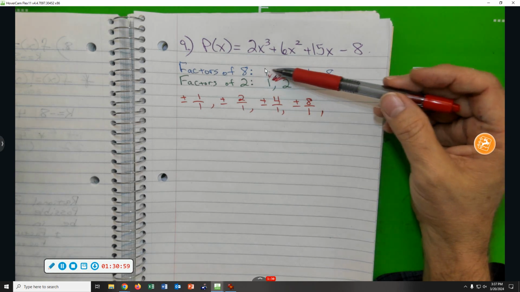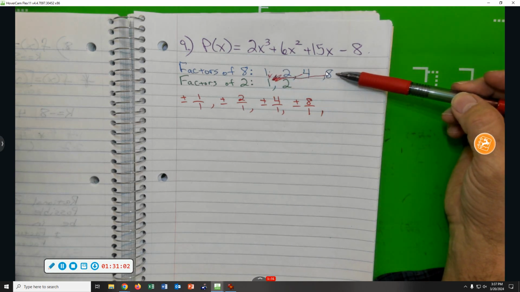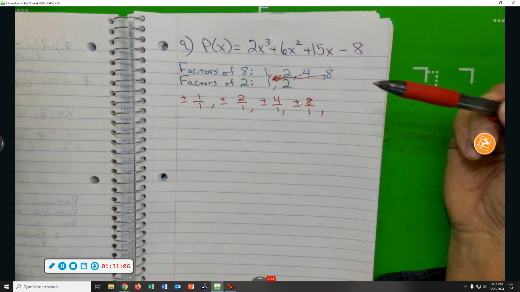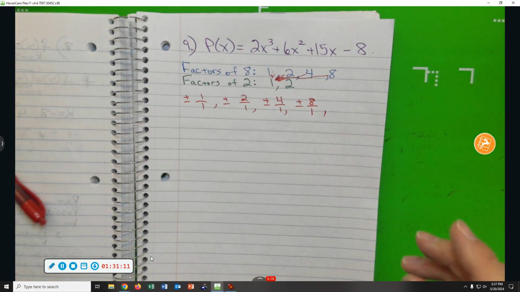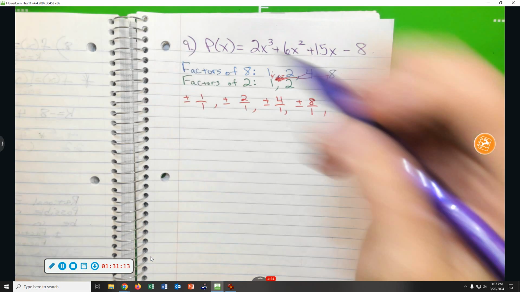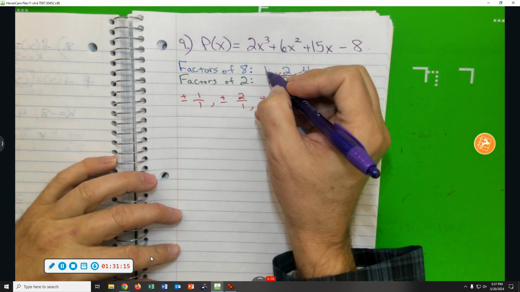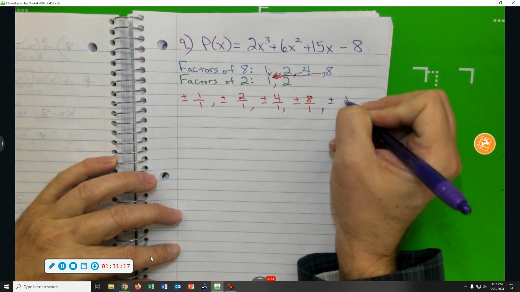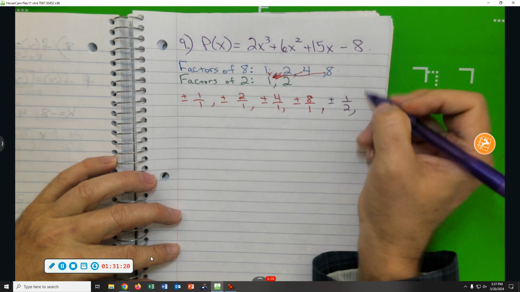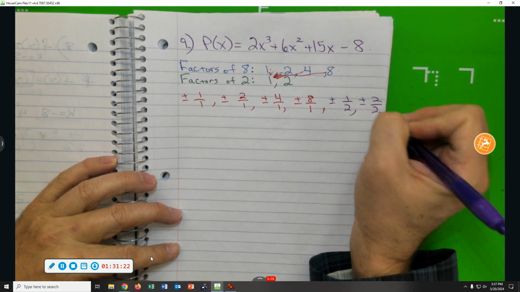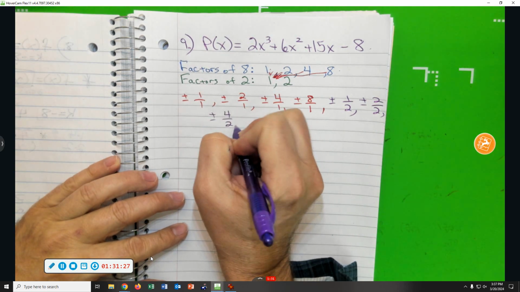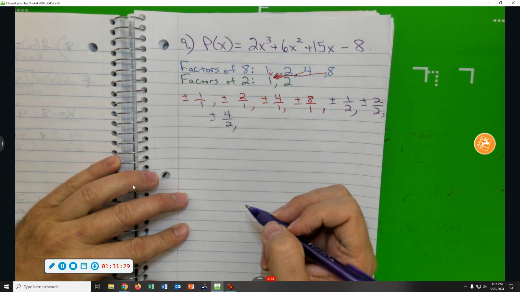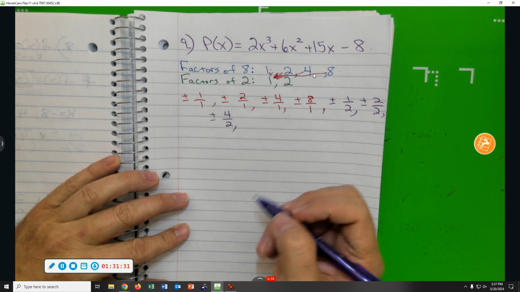Now we take all of the factors of 8, and what did I say we had to put them over? We put them all over 1. Now we got to put them all over 2. So let's see. Well, I'm running out of colors. How about purple? 1 over 2, 2 over 2, 4 over 2, and what's the last one? 8 over 2.